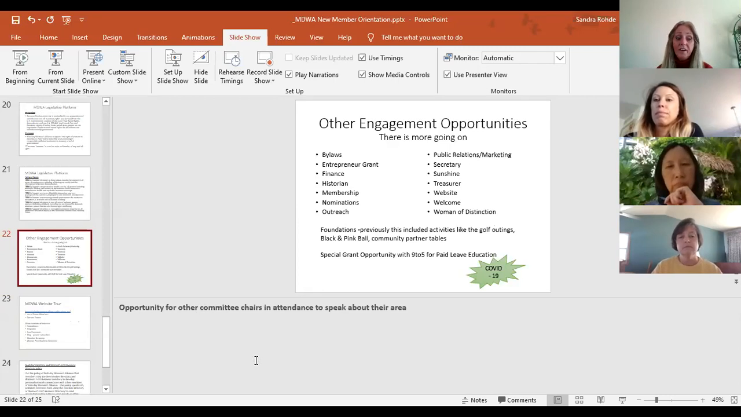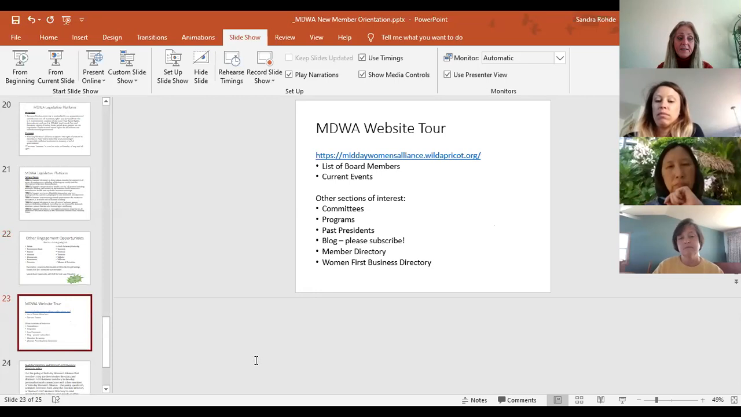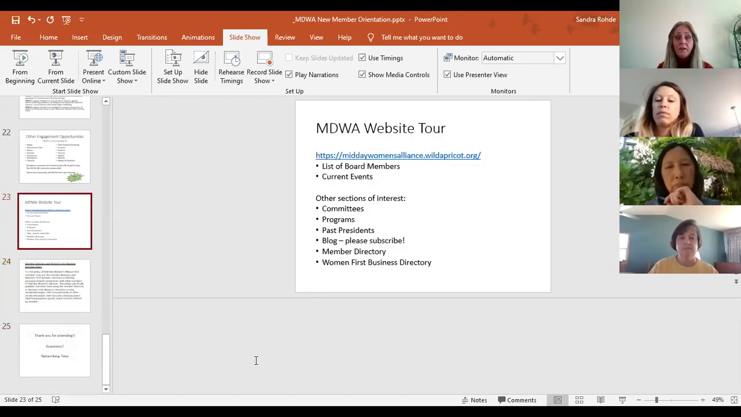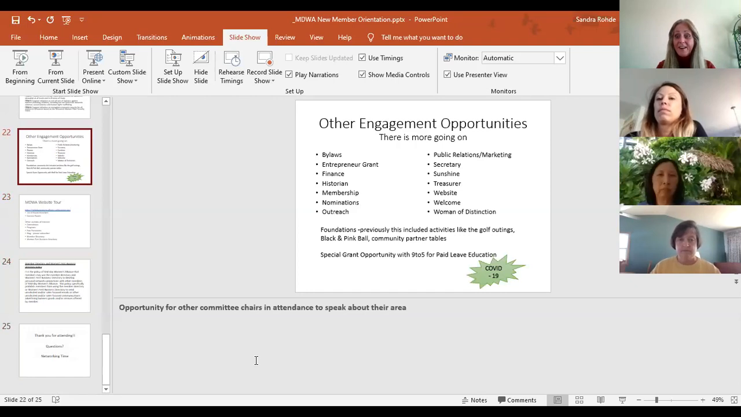organization. And then we would just normally go through a tour of the website and talk about the Women's First Business Directory that you can be on when you're a member, as a way to support our members in their businesses and make that the first priority for people. So that was really fast, 10 minutes or less.